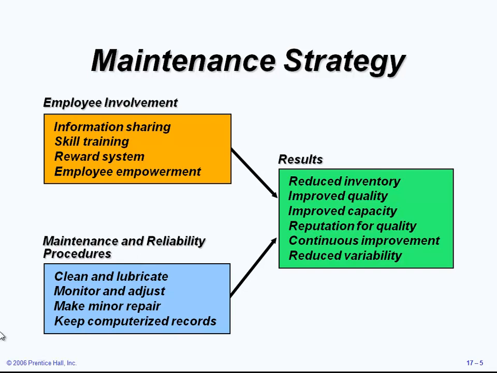This strategy can be implemented on the organization level, which will maintain a continuous production with a reliable product, which results in reduction of inventory, improvement in the quality of the product, improvement in the capacity, a reputation for quality, continuous improvement, and will reduce the variability in the product.